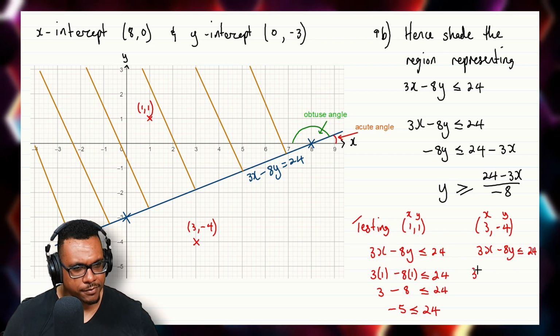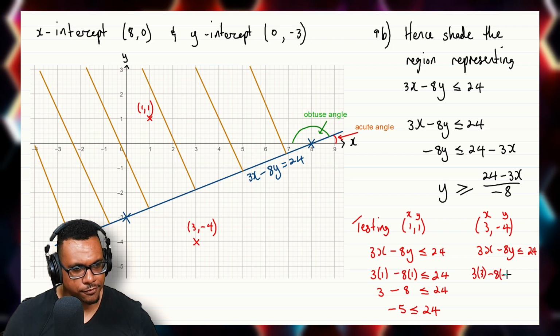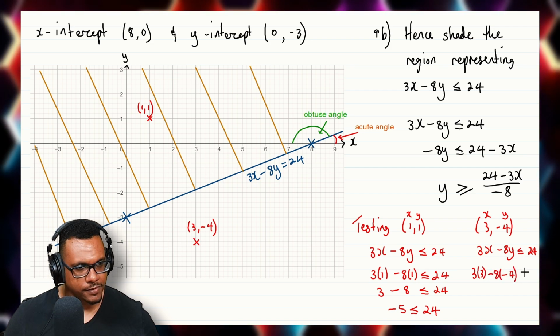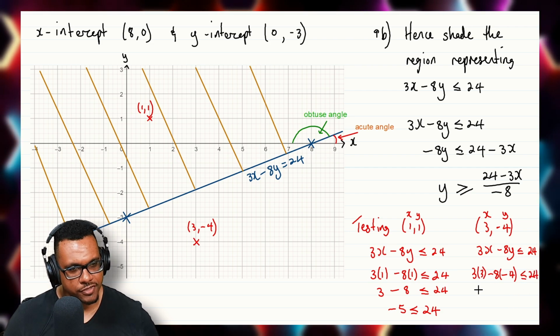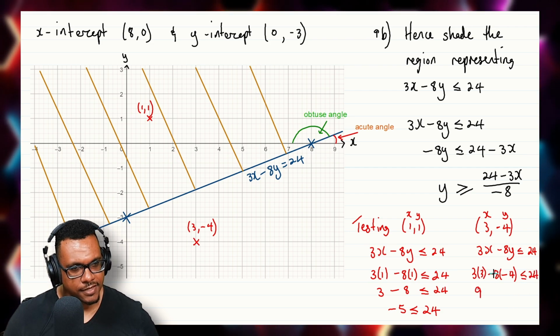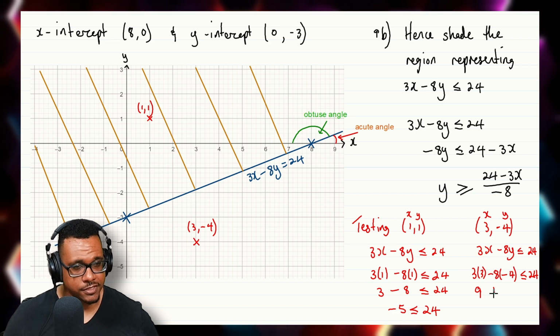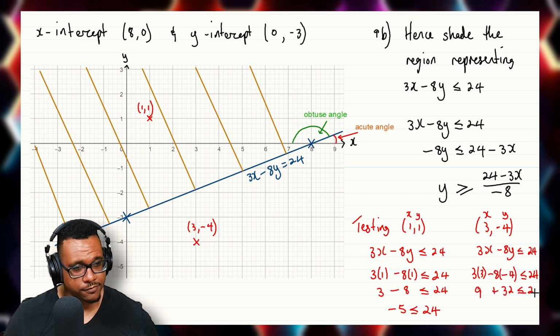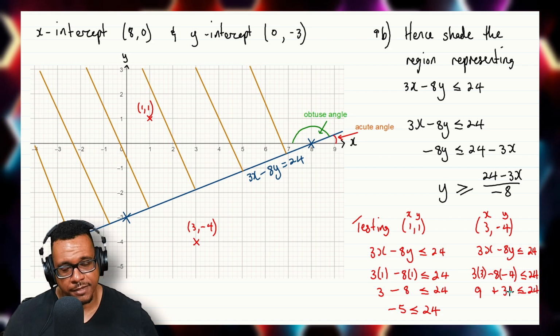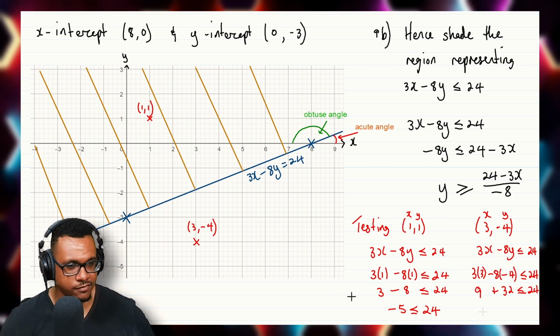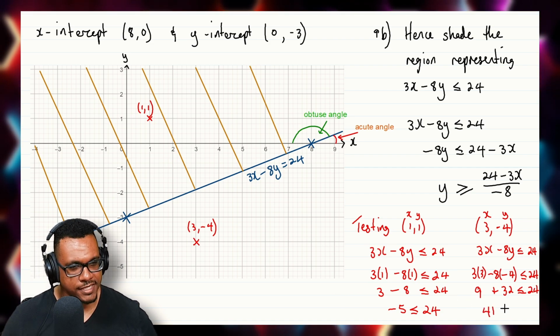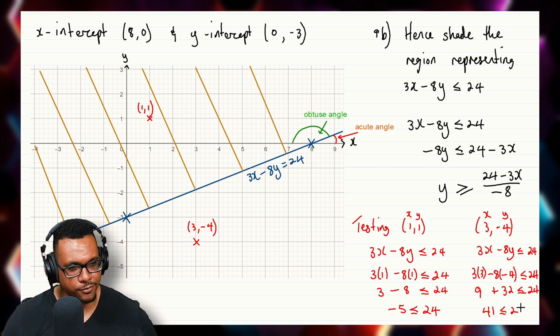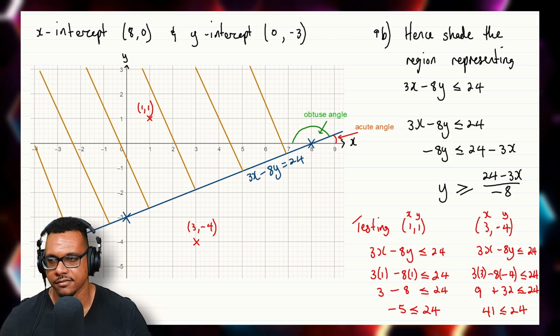So we have 3 by 3 take away 8 by negative 4 is less than or equal to 24. So 3 3s are 9. Negative 8 by negative 4 is positive 32. Is less than or equal to 24. And 9 plus 32 is 41. So 41 is less than or equal to 24. And of course, this is false.